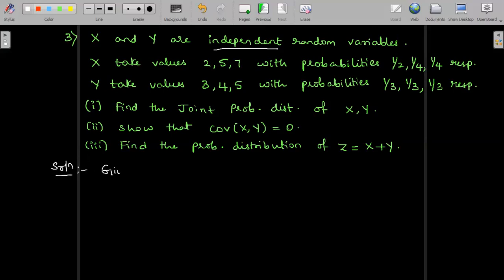It is given, the marginal distributions of x and y are given for us now. In the form of a table, we will write down x takes the values 2, 5, 7 with probabilities 1 by 2, 1 by 4, 1 by 4. Similarly, y takes the values 3, 4, 5 with probabilities 1 by 3, 1 by 3, 1 by 3. So writing down the marginal distribution table first will help us to write down the joint probability distribution table. So that is the reason we'll first frame this table and enter the values.